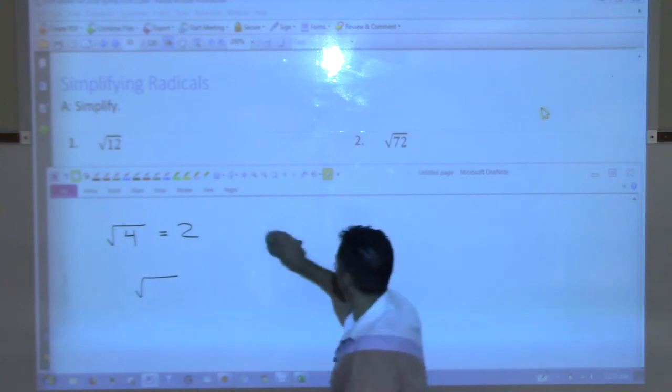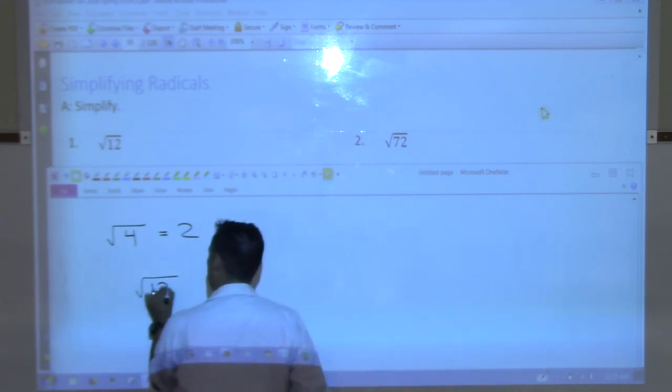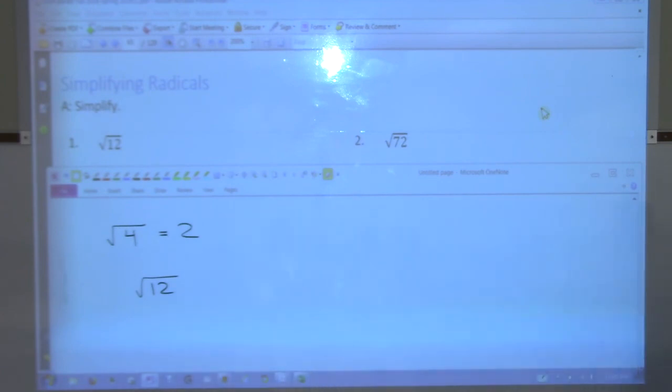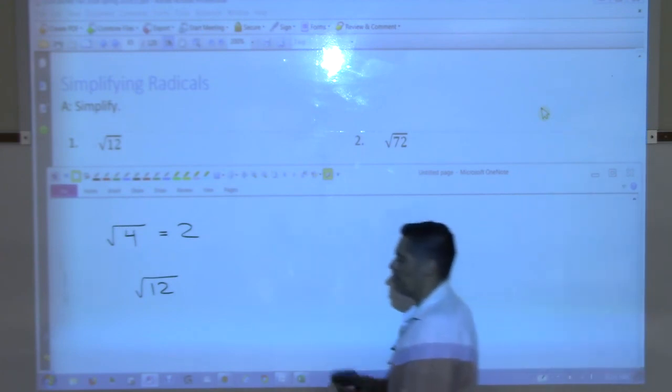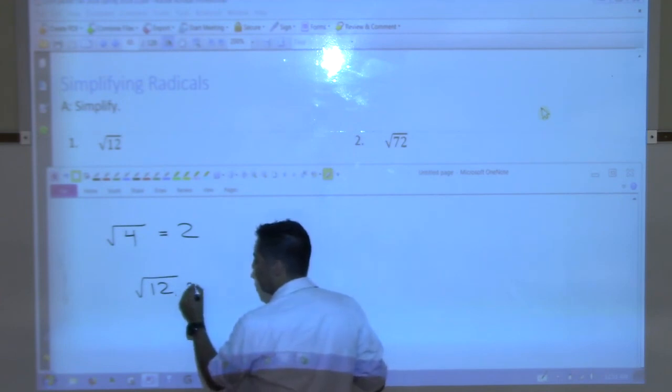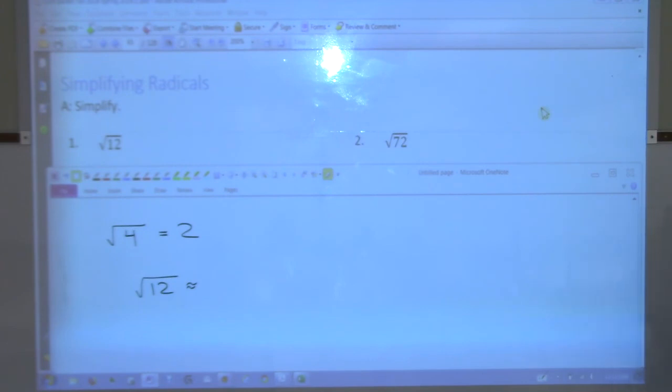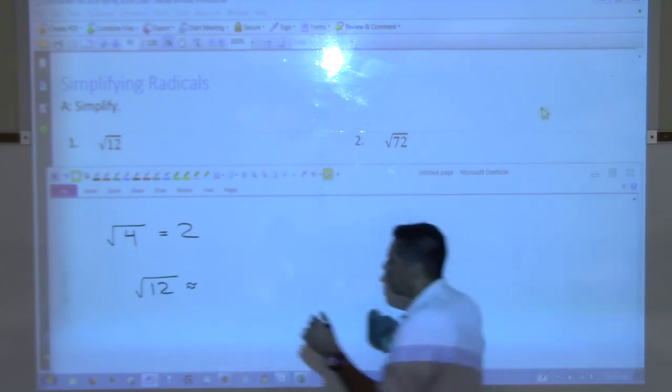Okay, so when we see square root of 12, the problem is 12 is not a perfect square. No one's going to be able to sit here and just come up with the number, right? So on your calculator, put in the square root of 12 and see what you get. You're going to get a decimal, and so I'm going to put a little squiggly equals for approximately. What do we get on that? 3 point what? 4.6, somewhere around there?